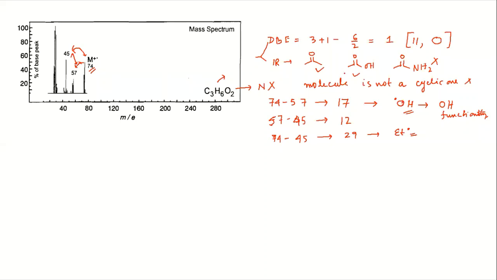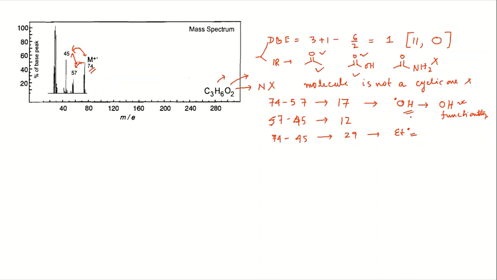Now you come to the structure. The formula is telling you have 2 O. IR is telling you have C double bond O, and the mass spectrum is telling you have one OH. So one OH is there in the molecule.